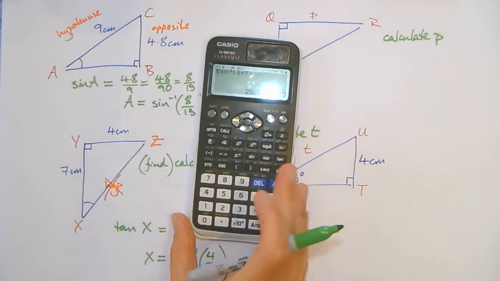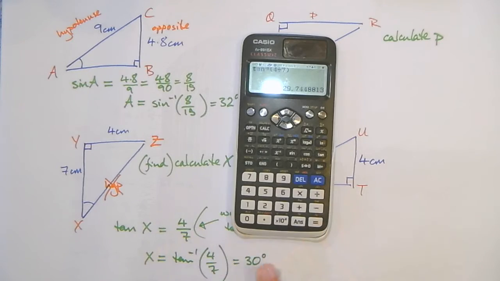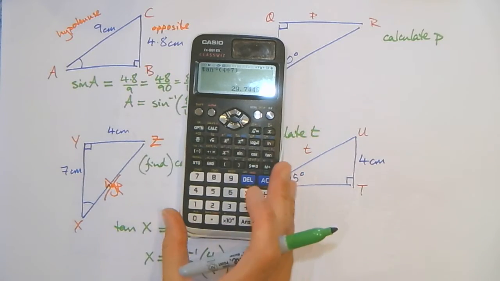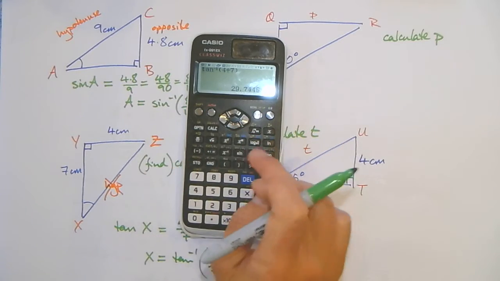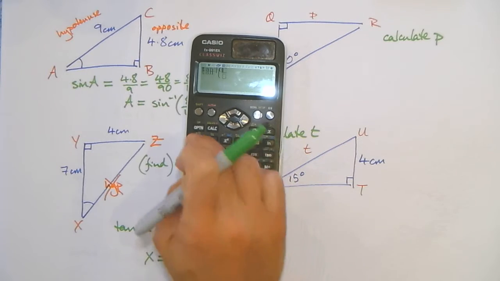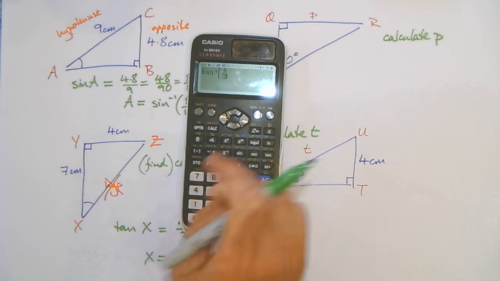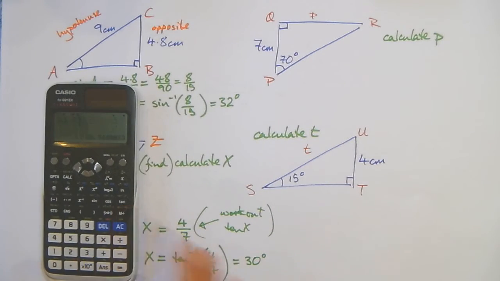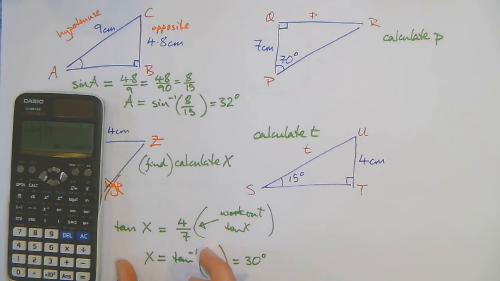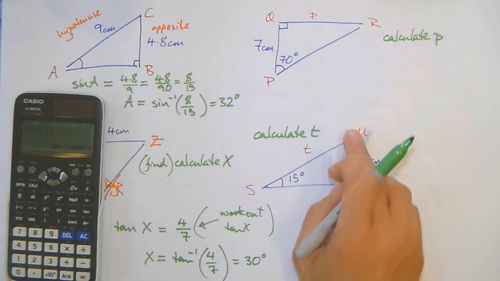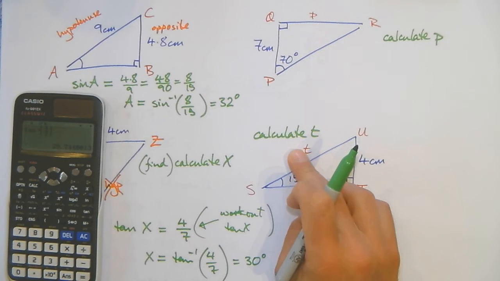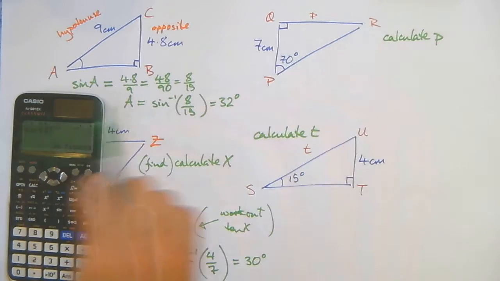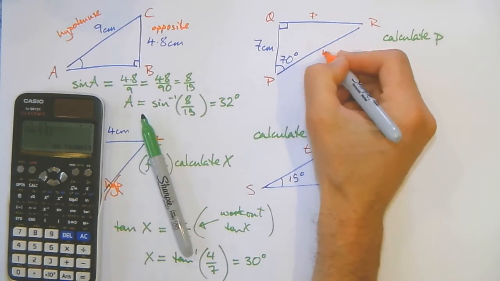On the exam, they will tell you the accuracy they want. But if you're in any doubt, write the display and then make a sensible shortening of it. And just to show you I'd have got the same answer, shift tan of 4 over 7, because remember a fraction is a division, 29.7, the same thing. Okay, that was finding an angle using trig. What about finding sides? So I'm going to start the same way, calculate P, which is this side, which is not the hypotenuse.